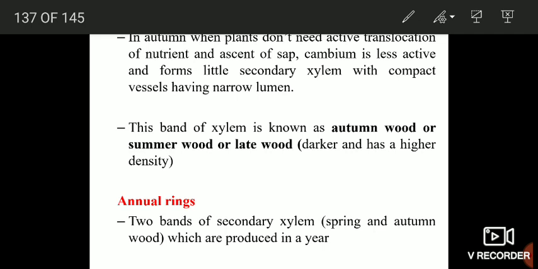Okay, then what are annual rings then? These two bands of secondary xylem, I mean spring wood and autumn wood, which are produced in a single year, they constitute an annual ring. Okay, so the spring band and the autumn band, or you can say the spring wood and the autumn wood, which are produced in a single year, these together constitute an annual ring.